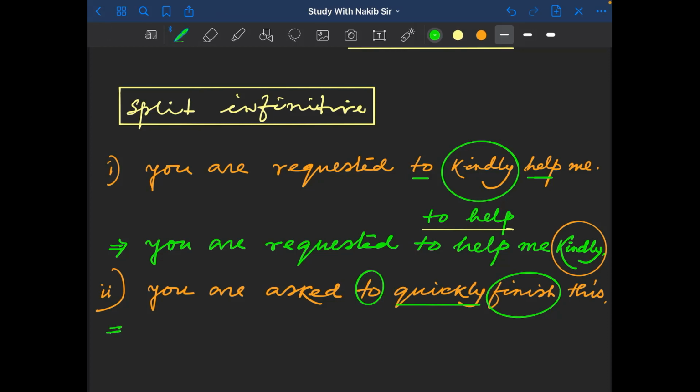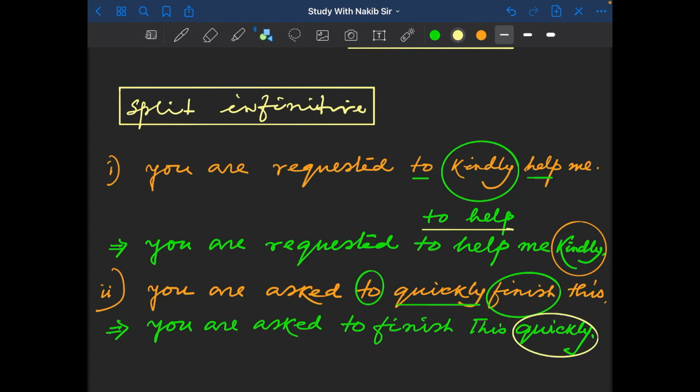You can use the word quickly this way. You are asked to finish this. Now use the word quickly here. Try to avoid the use of split infinitive in your sentence to avoid confusion of meaning.